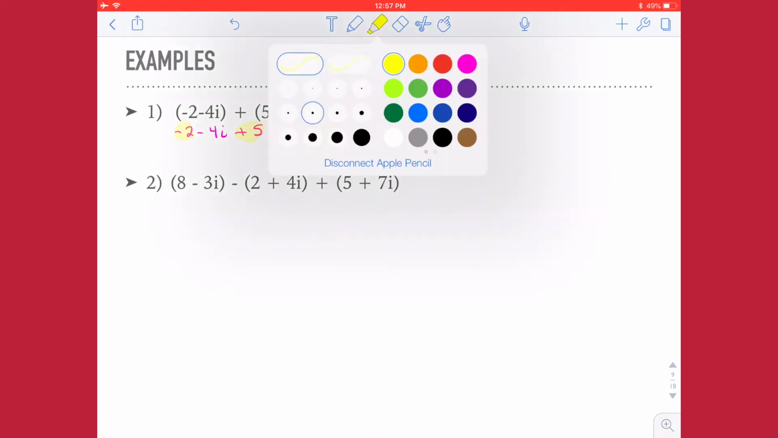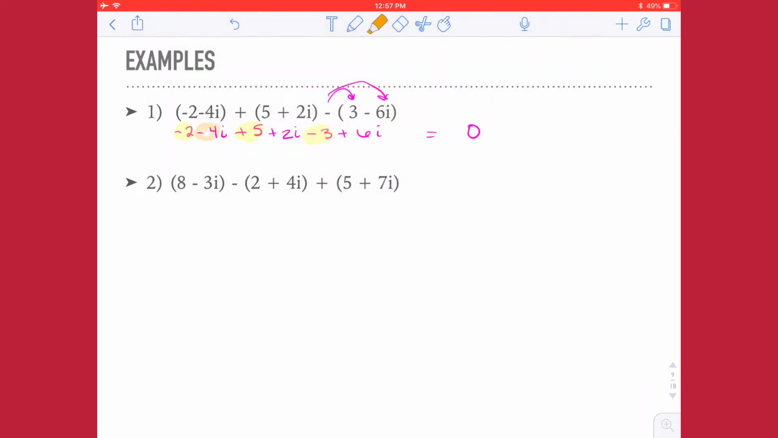And then I'm going to go ahead and add my minus 4i, plus 2i, plus 6i, which gets me 8 minus 4, so positive 4i. And that is my final answer in standard form.